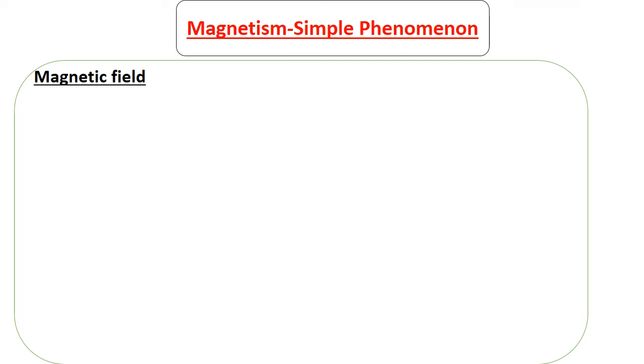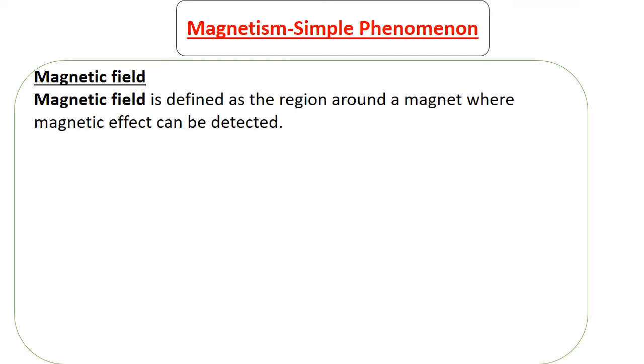Last, we look at magnetic fields. A magnetic field is defined as the region around a magnet where magnetic effect can be detected. When you put a magnet and, let's say, a coin, you feel like the coin is attracted or repelled to or away from the magnet. Those are magnetic fields.